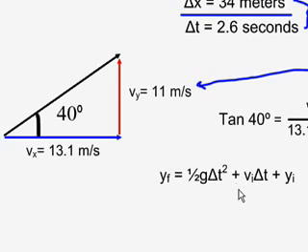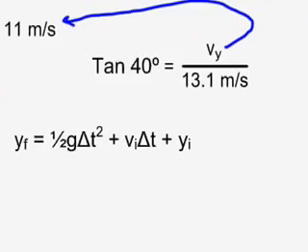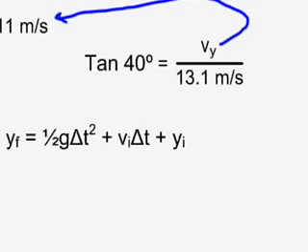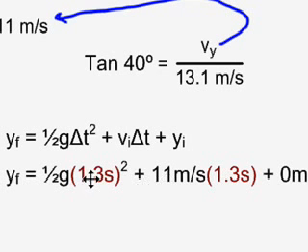That is not correct. This velocity can only be the velocity that's in the y, because this equation has g, which is in the y. So what needs to go there? You need to put 11 meters per second there. And then the next thing that we fill in is the amount of time. And you can see that the amount of time is 1.3 seconds.